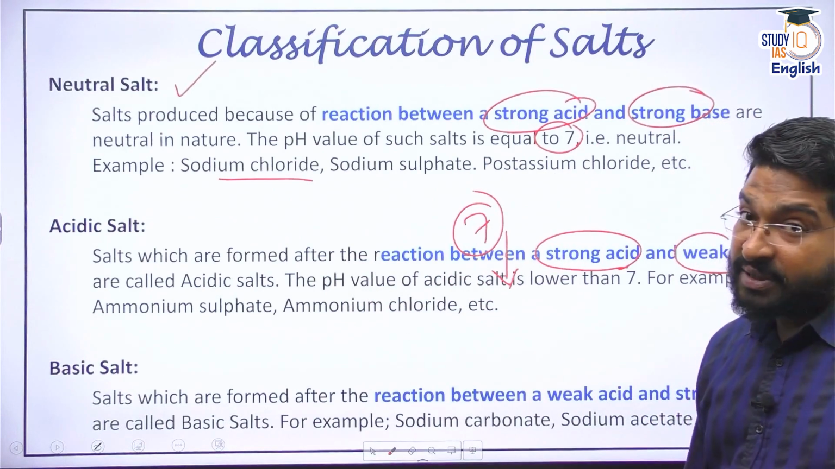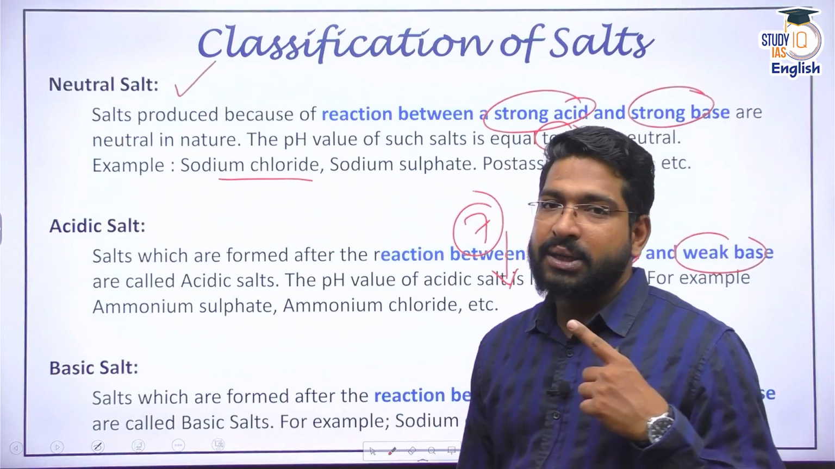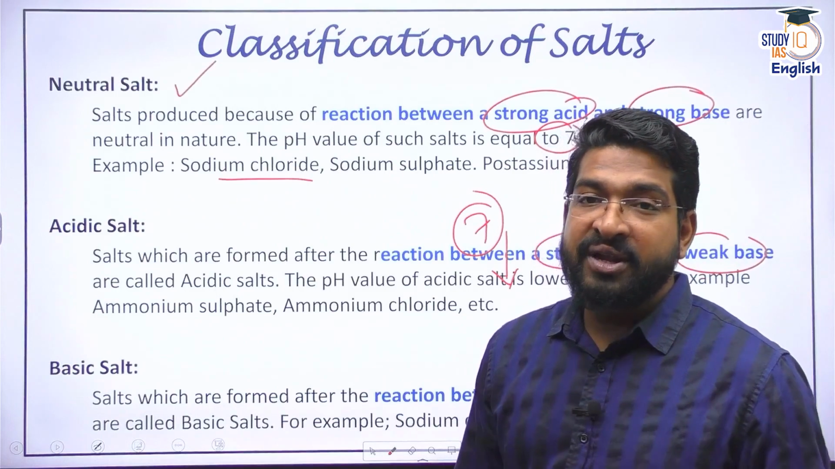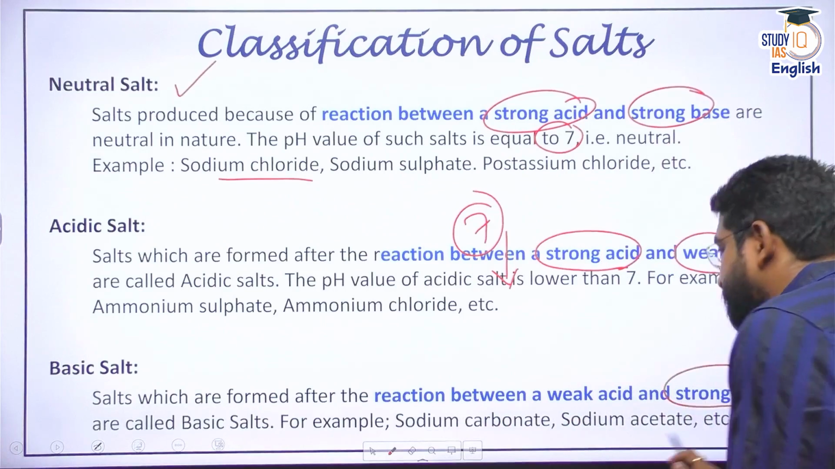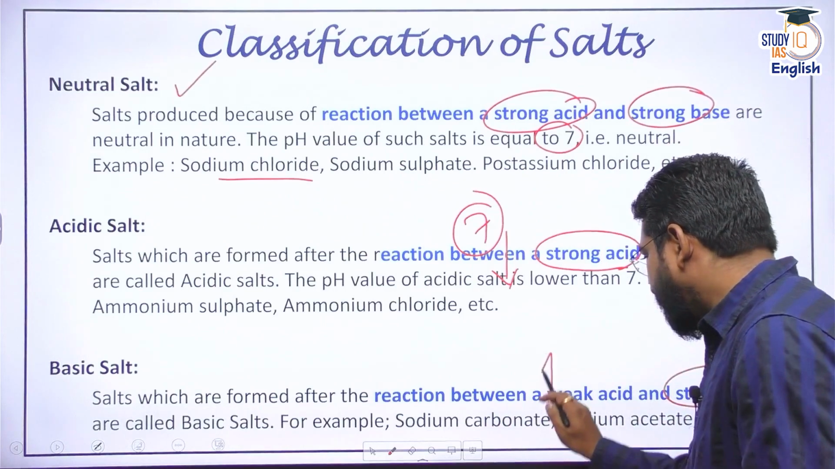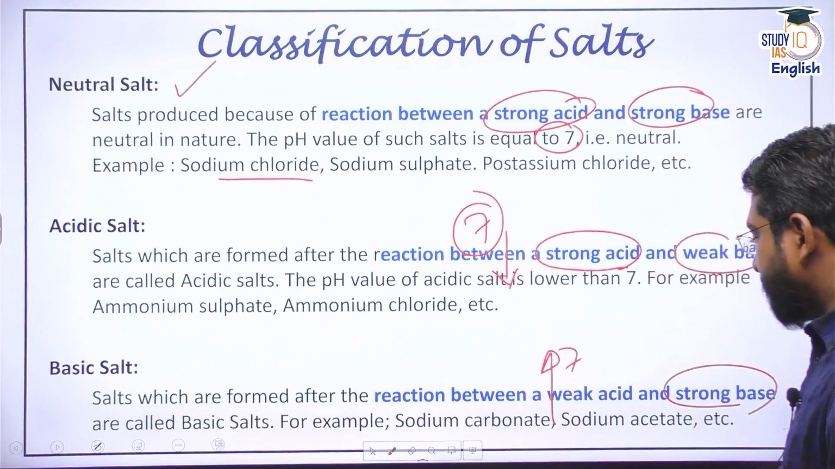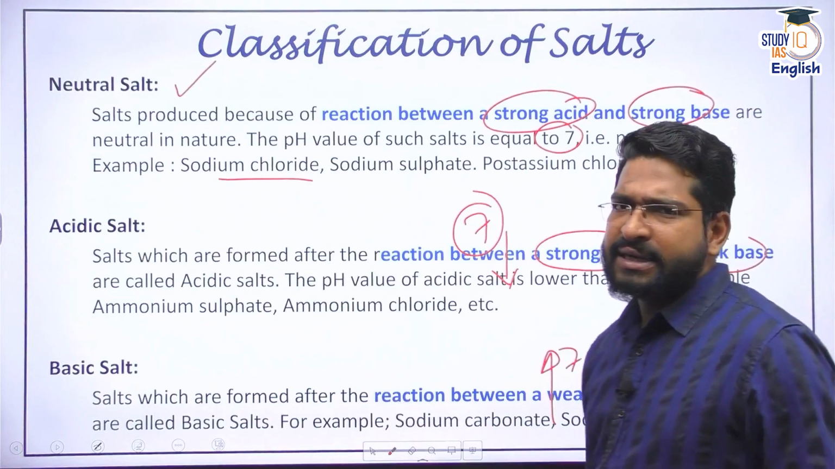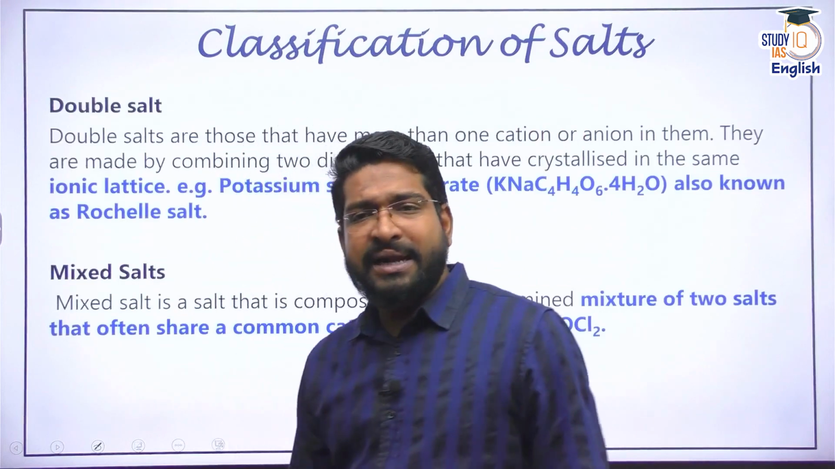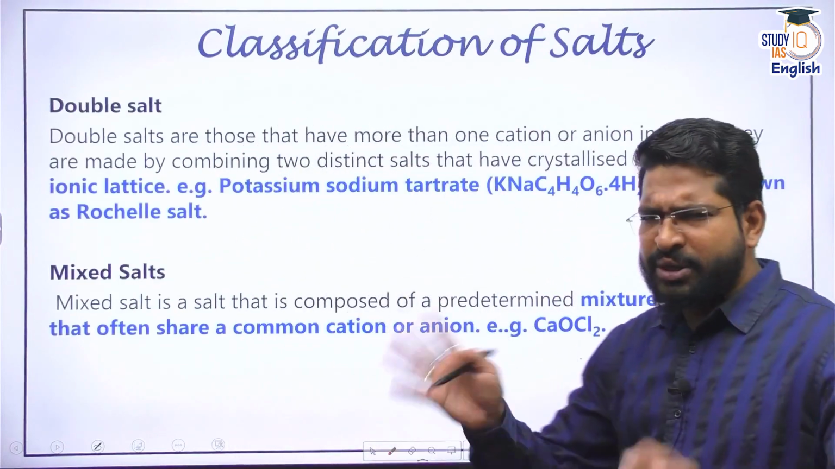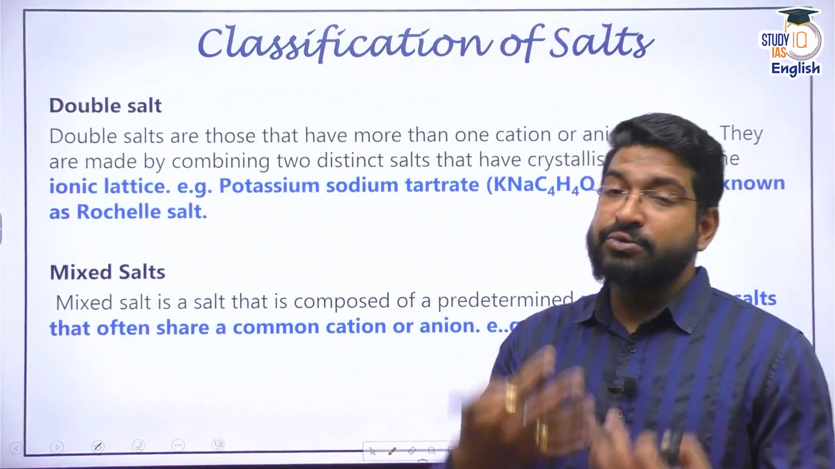Basic salt. Now, basic salt would taste bitter. When would it be formed? It is formed when a reaction happens between a weak acid and a strong base, leading to a pH higher than 7. Sodium acetate, sodium carbonate, etc. are the examples. Apart from these three, we have two other classifications, although these are not mentioned in NCERT, but you need to know this.